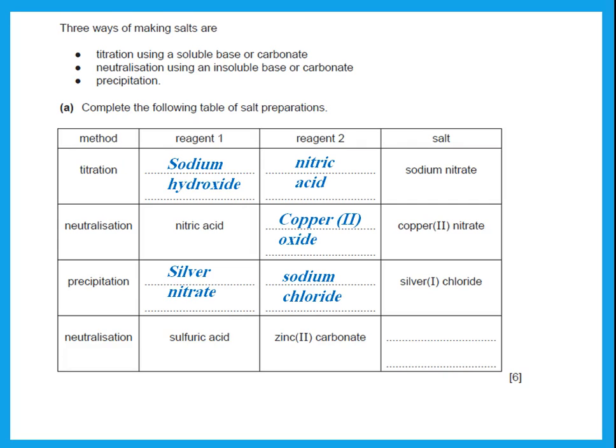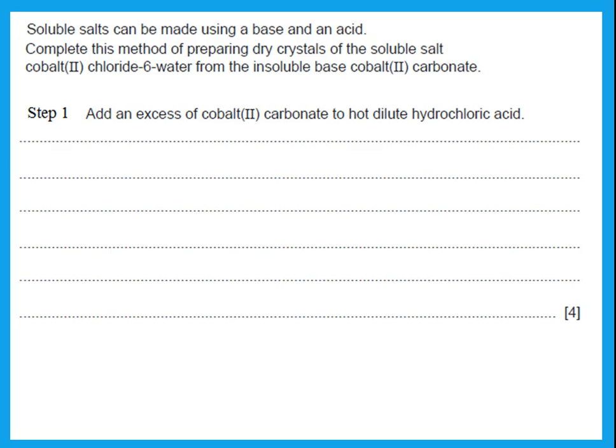Now, if he's trying to react zinc carbonate with sulfuric acid, what is he trying to make? He's trying to make zinc sulfate. Right? Okay. Soluble salts can be made using a base and an acid. Complete this method of preparing dry crystals of the soluble salt, cobalt 2 chloride, 6 water, from the insoluble base cobalt carbonate. Now, the first thing I need to ask myself, what am I trying to prepare and what am I going to use to prepare it?